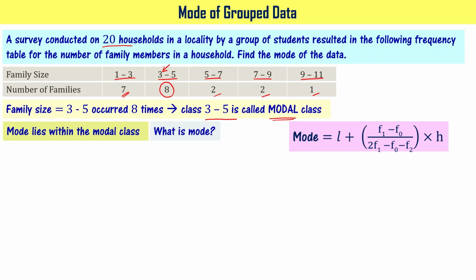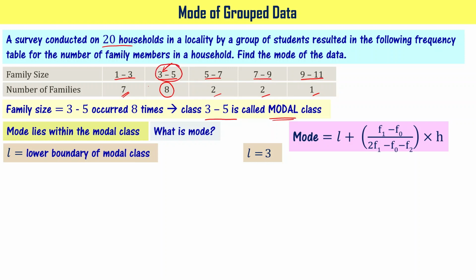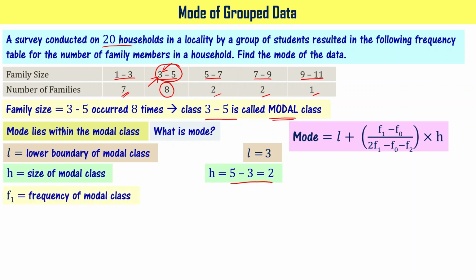Okay, let's understand what each variable means. L is the lower boundary of the modal class. In this case, the modal class is 3 to 5, so the lower boundary is 3. So L equals 3. h is the size of the modal class, that is 5 minus 3, which equals 2. f1 is the frequency of the modal class, that is 8.